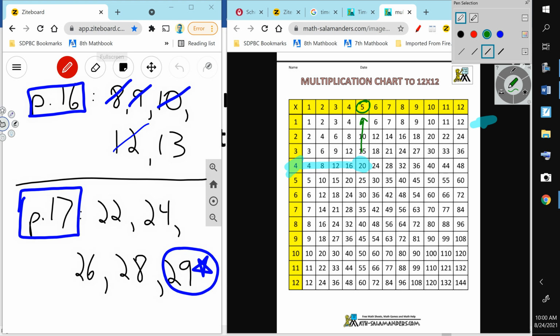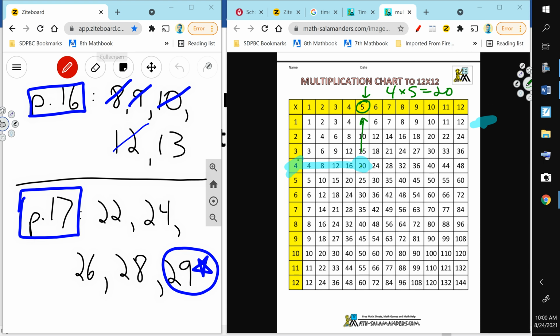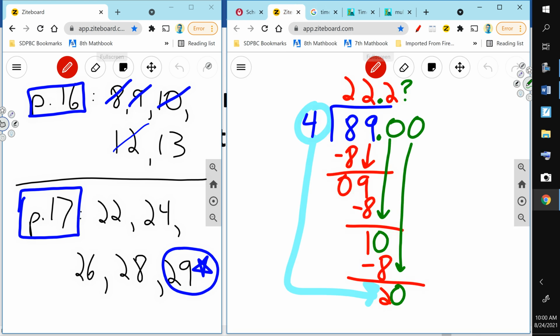That means 4 goes into 20 5 times, because 4 times 5 is 20, and 20 divided by 5 equals 4. So that's the number that you're looking for. That's a 5, not an S. Alright, that's how you can use your times table, okay? That was number 13.